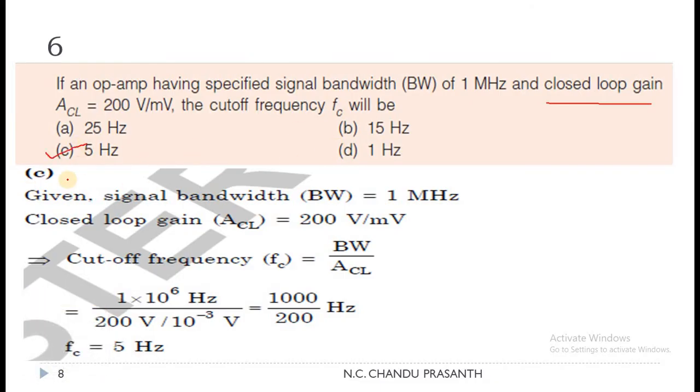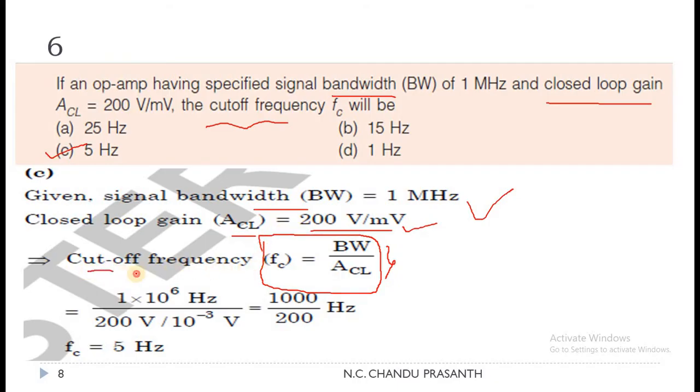Option C. For explanation, see here what they had given: signal bandwidth is 1 MHz, closed loop gain ACL equal to 200 volts per millivolt. What we have to find out ultimately is the cutoff frequency. What is the formula for cutoff frequency? Cutoff frequency FC equal to bandwidth by closed loop gain.